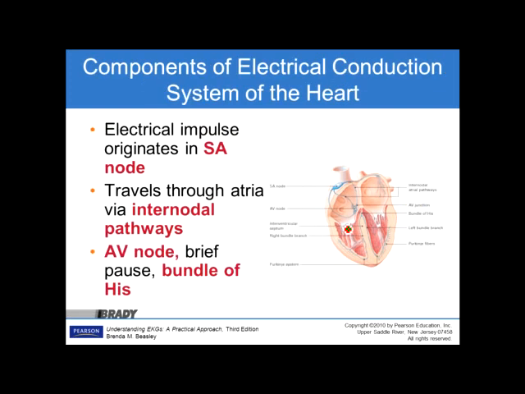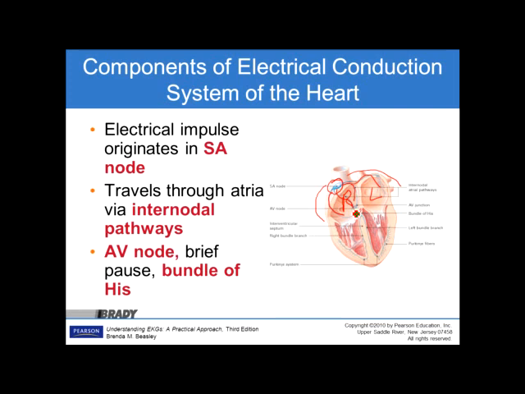Components of the electrical conduction system of the heart. Electrical impulse originates in the SA node, which is right here, the sinoatrial node, and travels through the interatrial or internodal pathways, which are these here, kind of spread around. What these pathways do is allow the electrical stimulus to spread across the atria so that both the left and the right atria contract simultaneously.